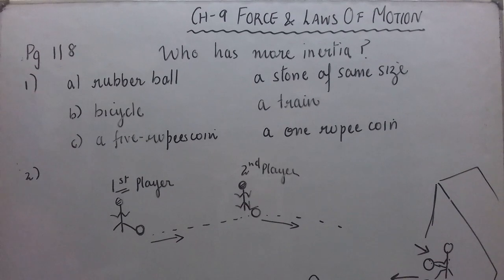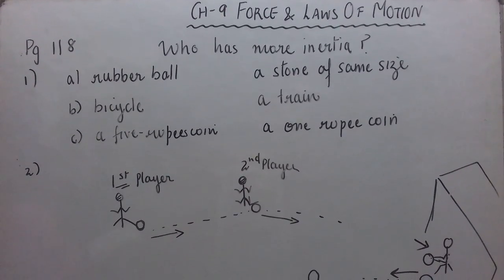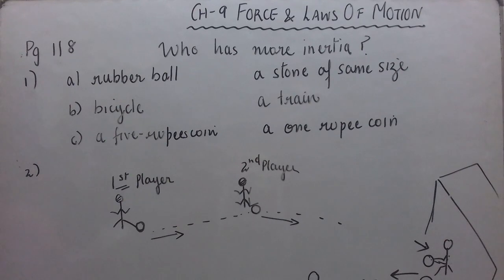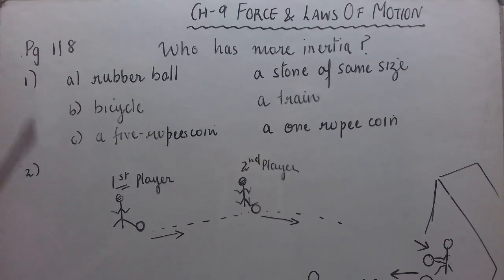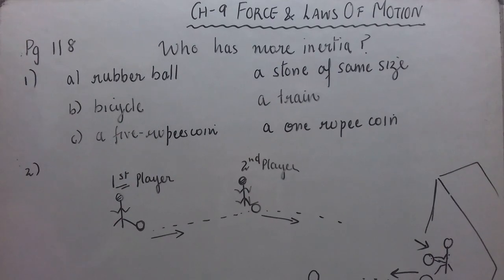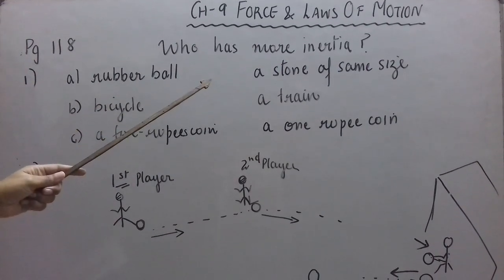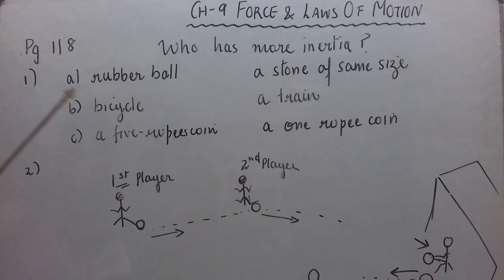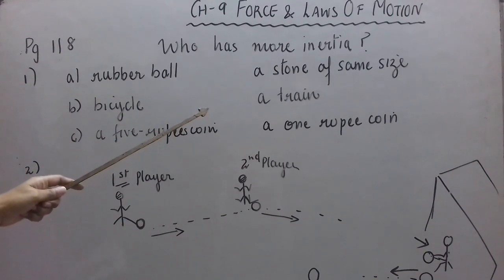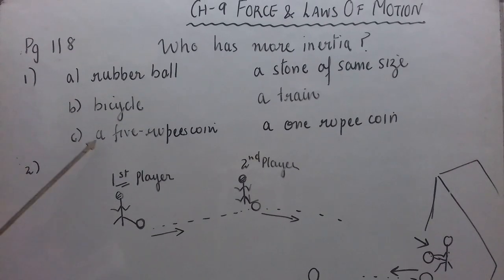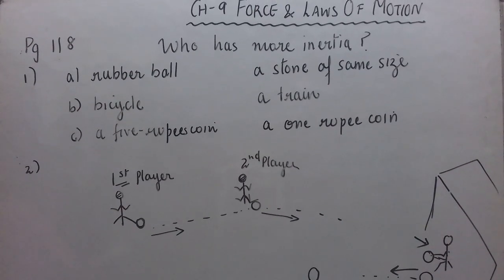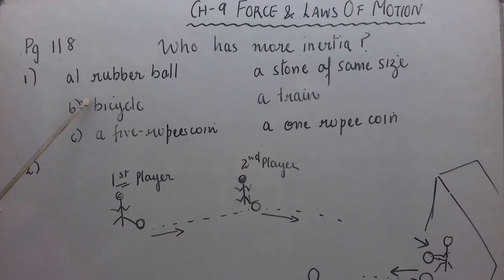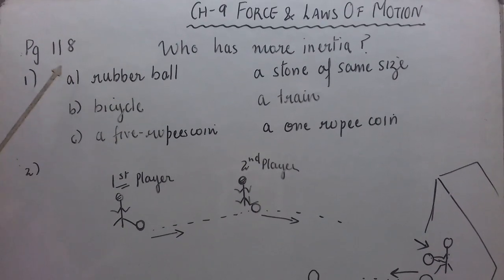Now let us see the questions given on page number 118 in your NCERT textbook. There are 4 questions. First question is, which of the following has more inertia? A part is a rubber ball and a stone of same size. B part is a bicycle and a train. C part is a 5 rupee coin and a 1 rupee coin. There are 3 pairs given, and you have to just answer which has more inertia.